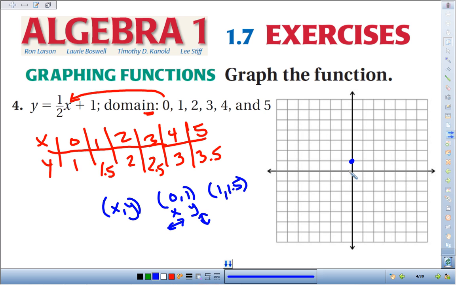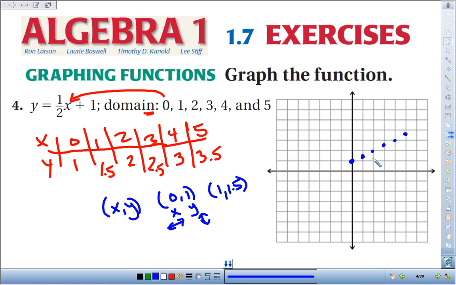We will have over 1, up 1.5, over 2, up 2, over 3, up 2.5, and each time it's getting bigger by a half. Over 5, up 3.5 would be right there. And kind of our little key that we know we did things right, if all of our dots are in a line, because we're doing linear algebra right now, this checks out.